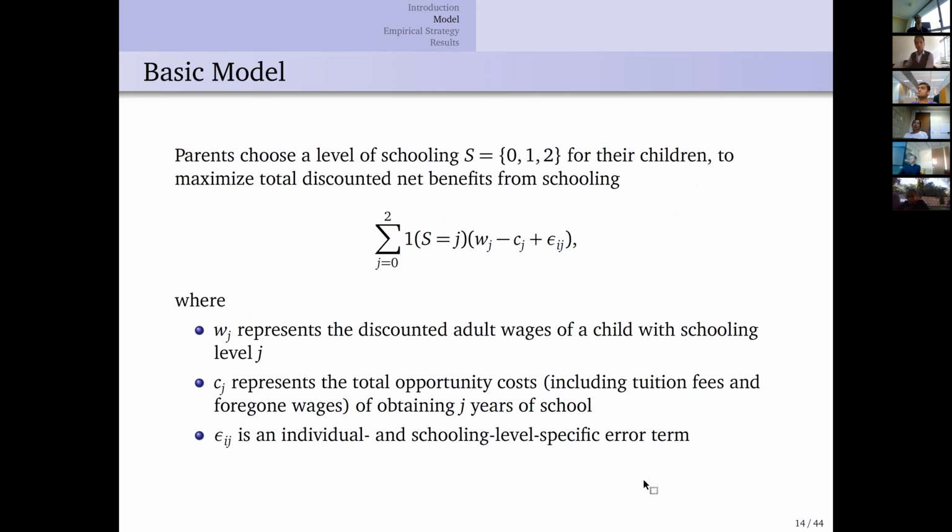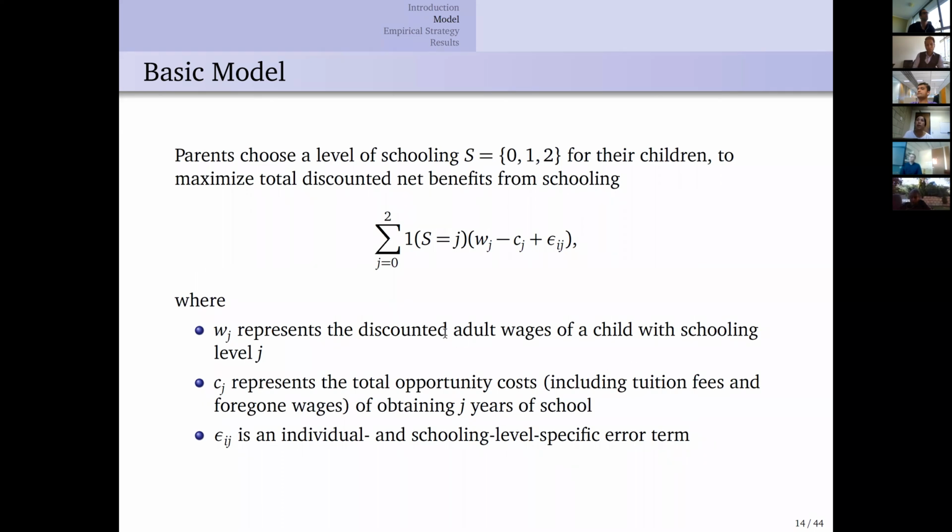So as I mentioned, we're going to start off with a basic model. Actually, I'll tell you about the model and get back to this point. In this model, parents are choosing a level of schooling, 0, 1, or 2, so it's a discrete model, for their children to maximize the total discounted net benefits from schooling. This was the point that I wanted to make. We recently switched from a continuous framework to this discrete framework, I think because it does a better job of capturing what I'm going to call these extensive margin versus intensive margin effects. But you can get similar conclusions just using a simple wage as a function of schooling approach.